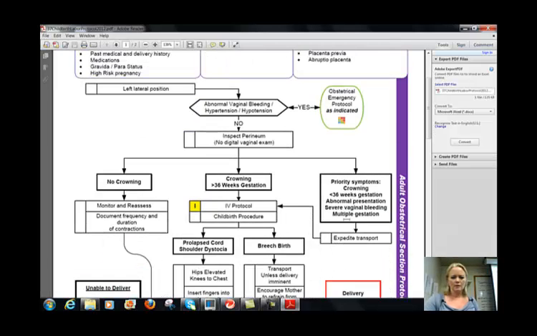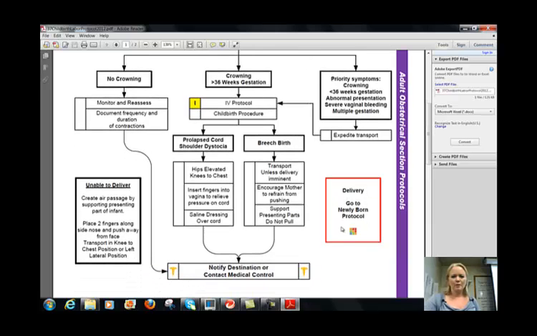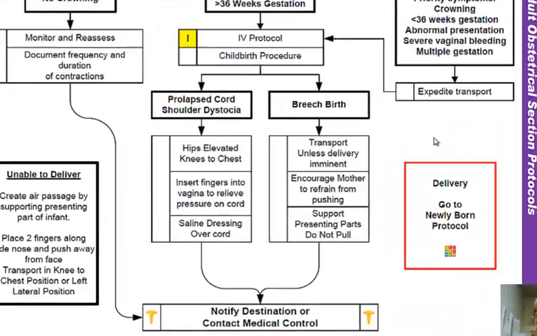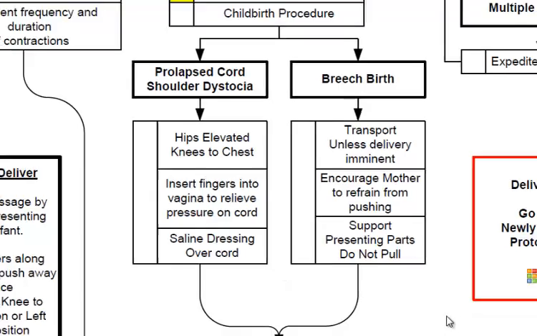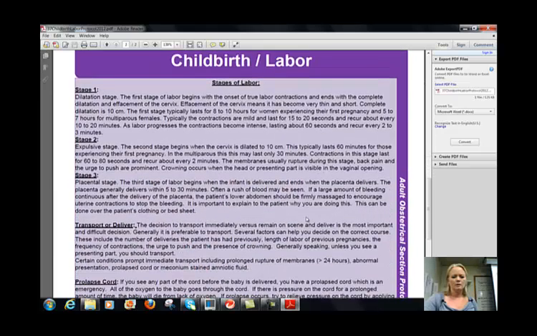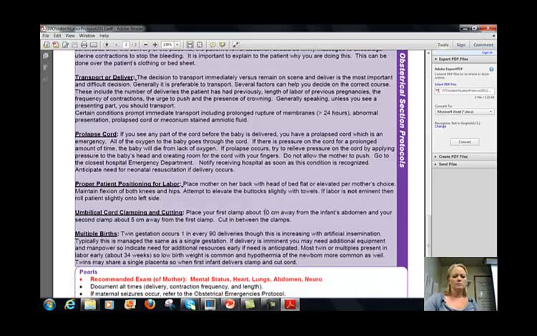Okay. So the childbirth protocol, hopefully no one will have to use this, but it talks about the different complications that you can have with childbirth. The prolapsed cord and shoulder dystocia and breech birth are the scary things. It's got information on here how to treat that. And then on the second page, it's got the stages of labor, and then more information about complications and what to do with those.